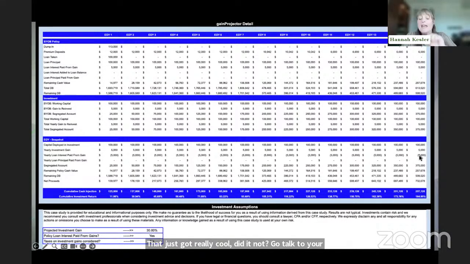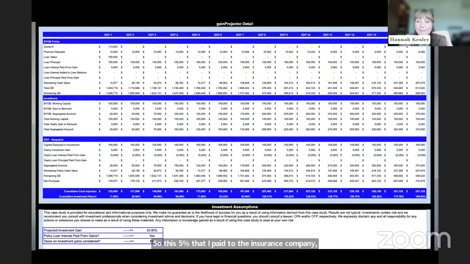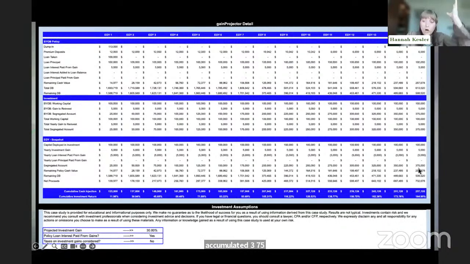So this 5% that I paid to the insurance company, I earned 30,000, but I got to pay my 5% interest, $5,000. So my total net profits by the end of year 15 is another 25,000. So over the course of these 15 years, we've accumulated 375 as our growth from the investment. Plus, I got my 257 that's sitting as cash value in the policy for a total of $632,000 as my true liquid cash that I can go and use for whatever I please.